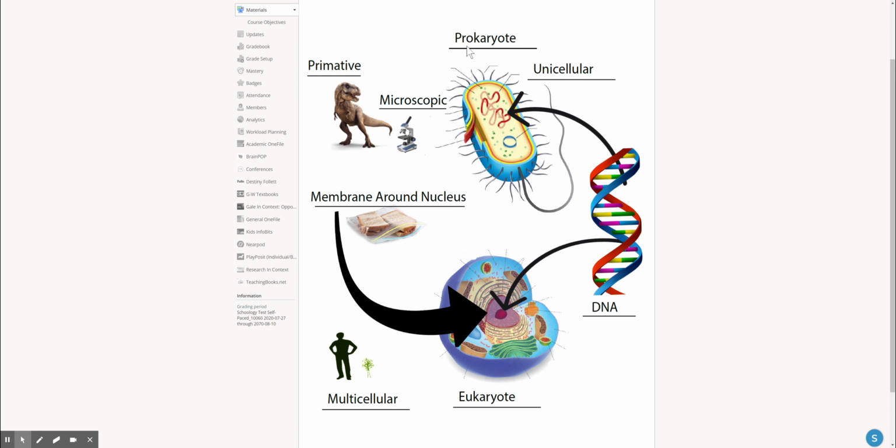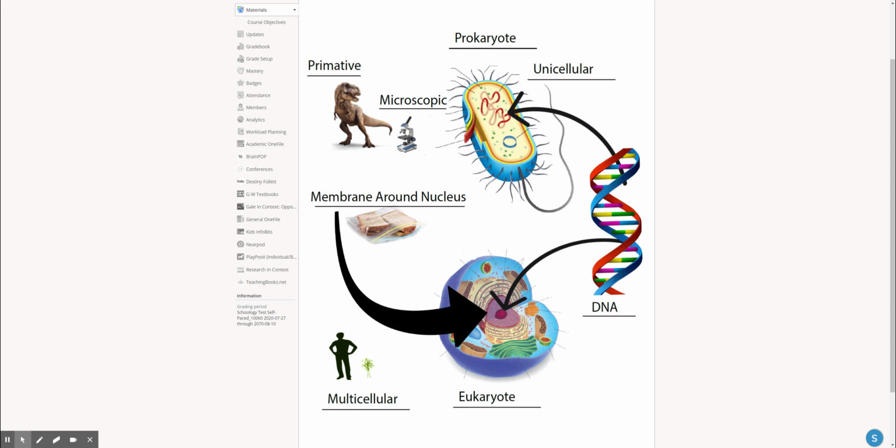The next thing about prokaryotes is they're very tiny. You're going to need a microscope to see one. They're microscopic. And the reason they're microscopic is they're just made of one cell. That's the size of them. And because of that, they're called unicellular. Now, it is alive, it is an organism. It meets the 7 characteristics of an organism.